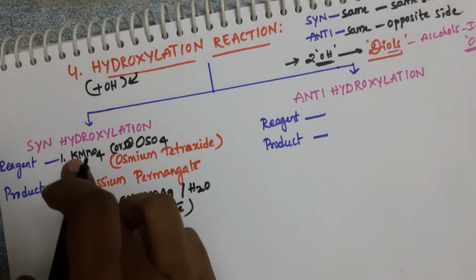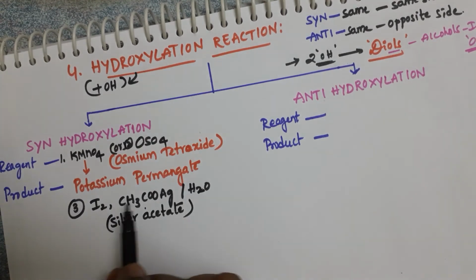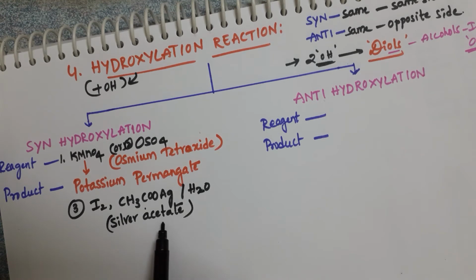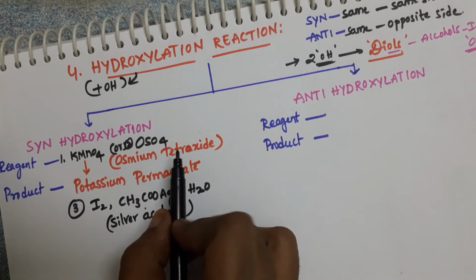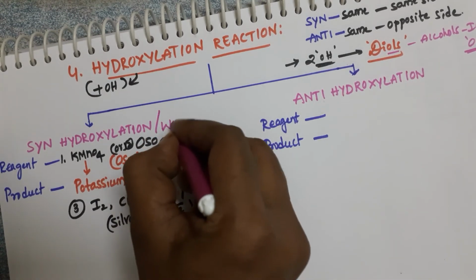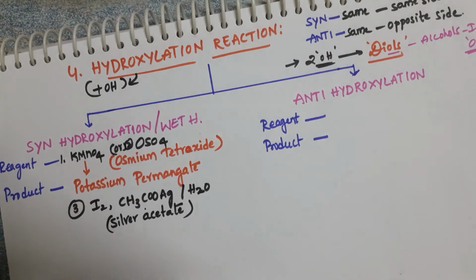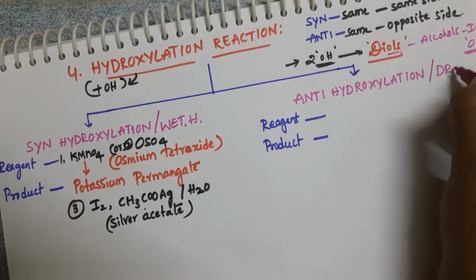If we use KMnO4, we get syn diols, or with osmium tetroxide we also get syn diols, or with iodine in the presence of silver acetate we also get syn hydroxylation. This is also called wet hydroxylation. Syn hydroxylation is also known as wet hydroxylation. The anti-hydroxylation is also called dry hydroxylation.